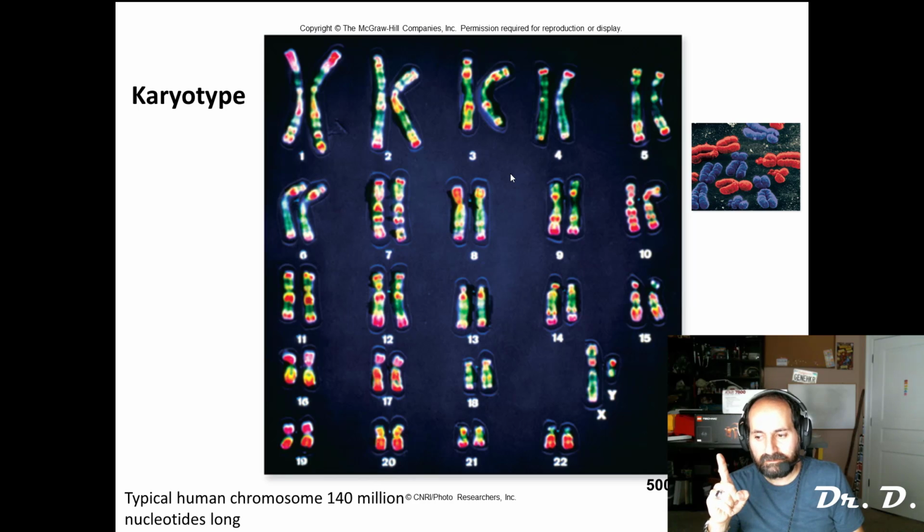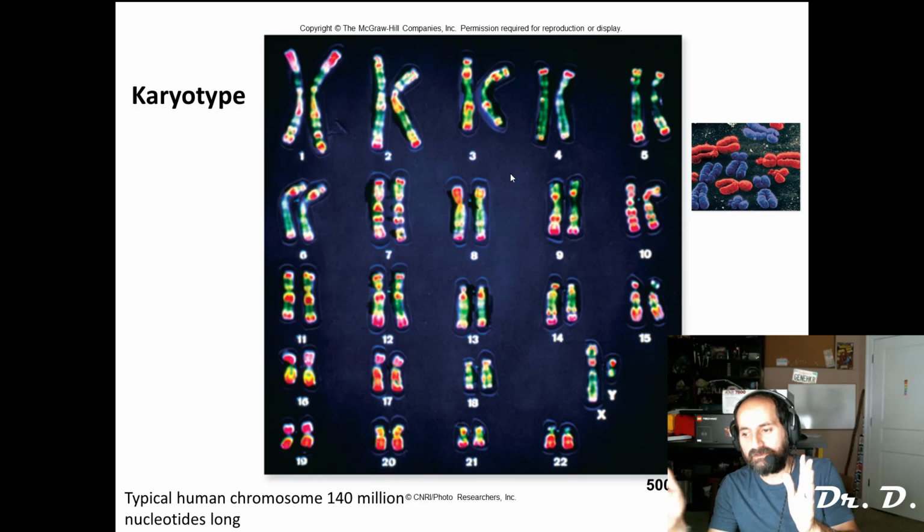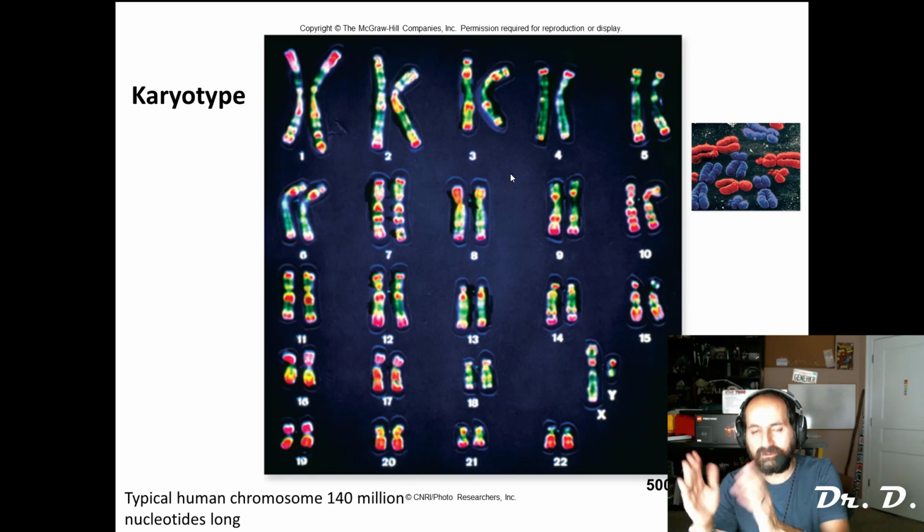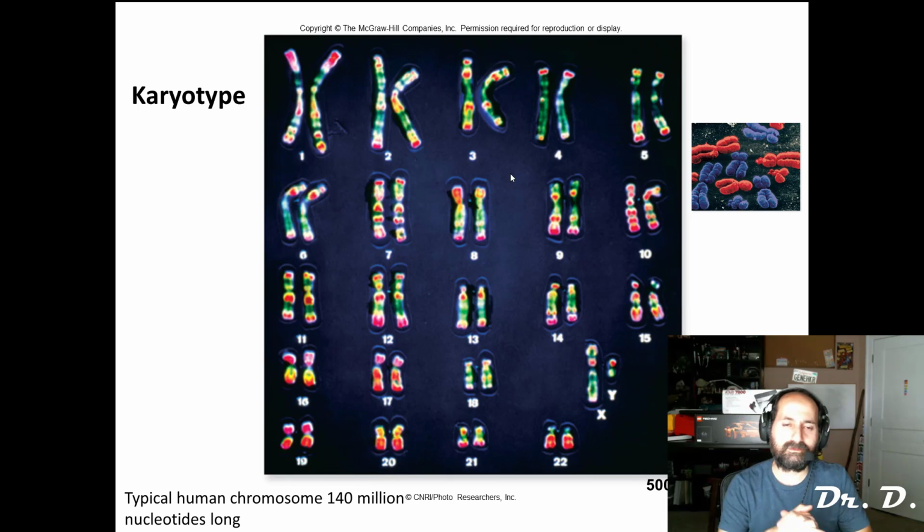A set means chromosomes 1, 2, 3, 4 through 23. We have 1 through 23. That's a set of chromosomes. And humans have two sets of 23. We have two complete sets of chromosomes. And a complete set of chromosomes, again, is chromosomes 1 through 23. Chromosome 1 is the longest chromosome, chromosome 2 is the second longest, chromosome 3 is the third, and so on and so forth until you get to chromosome 23.